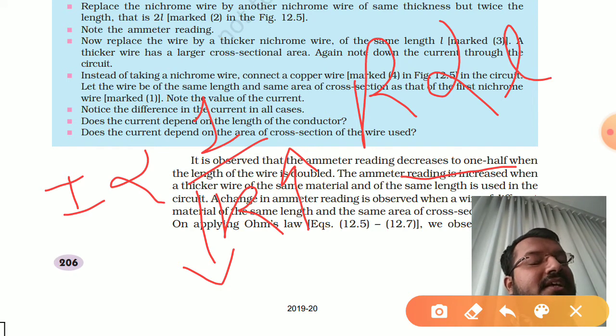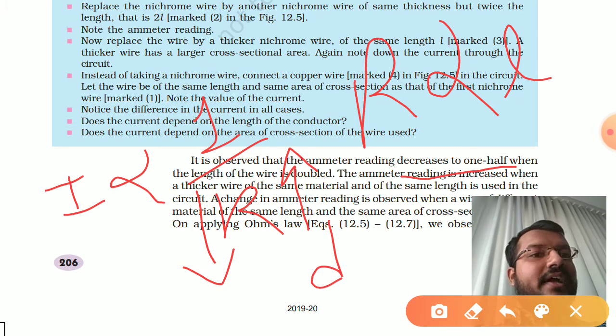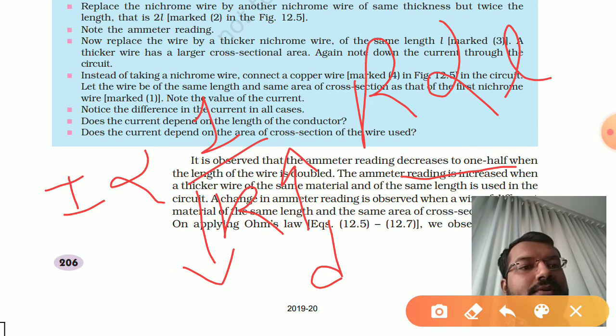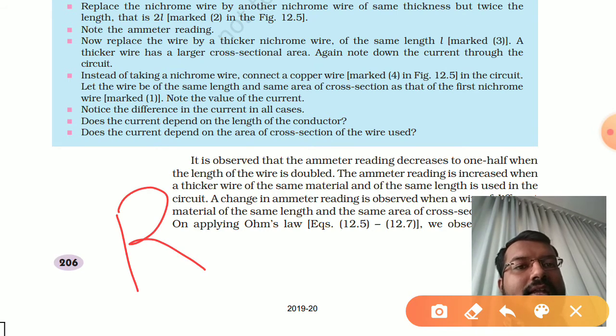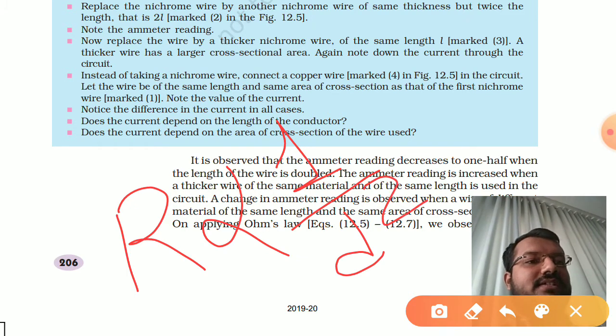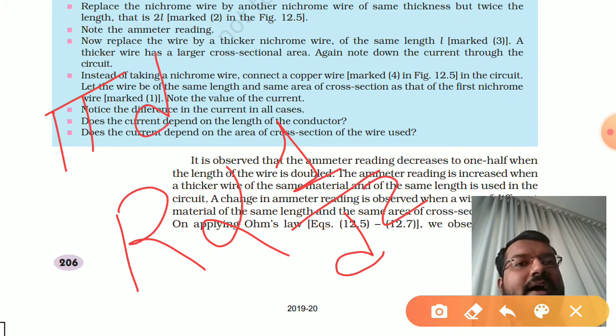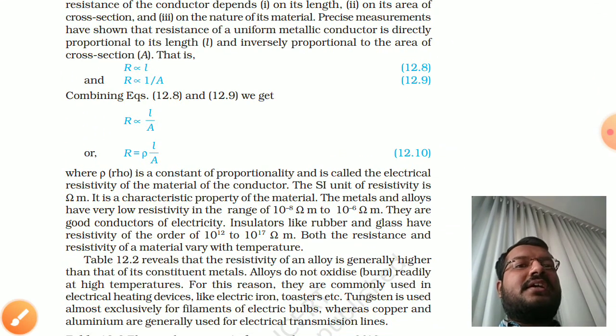But how can you change the thickness? By increasing its diameter. Okay, so when diameter is increasing, then your resistance will be decreasing. So it means R is inversely proportional to the diameter. Okay, diameter square, it is inversely proportional because you have to take cross sectional area. So the formula of cross sectional area is pi d square. Okay, so it is inversely proportional to d. Okay, here they take only area.